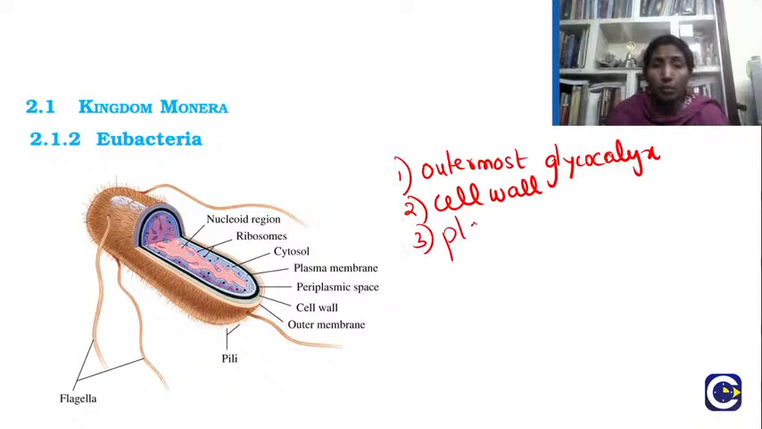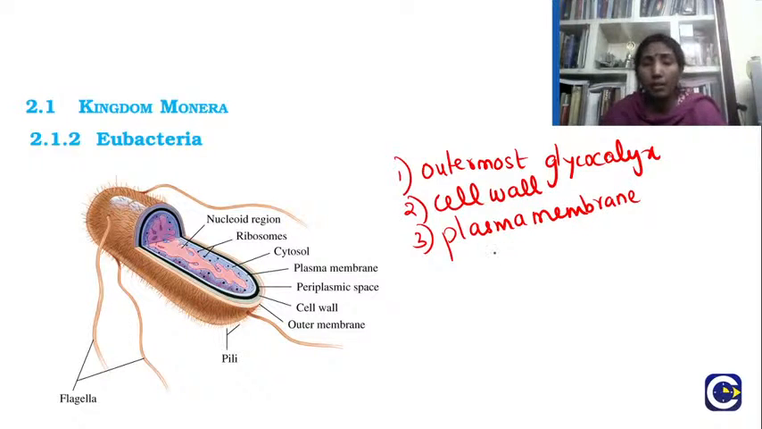The third, innermost layer is the plasma membrane. It is different, in which they will not have sterols like cholesterol, but will have other substances. So that is the plasma membrane, what you see here. Then we have the cytosol. They have ribosomes, and this is the nucleoid material present there.